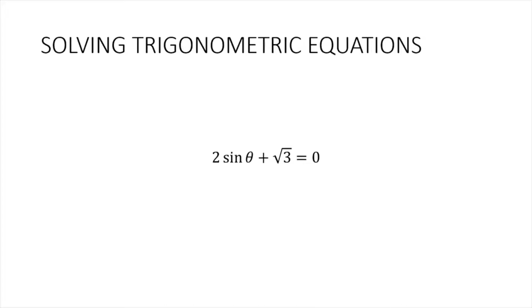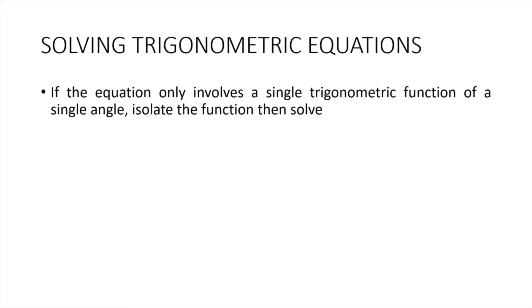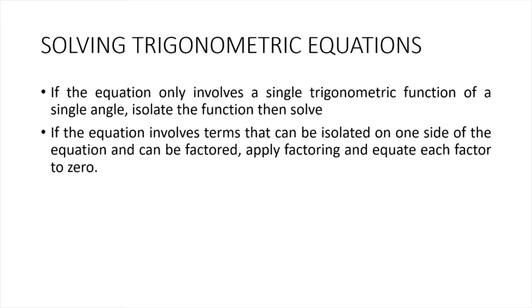In order to solve trigonometric equations, we have some guidelines that we can follow. First, if the equation only involves a single trigonometric function of a single angle, just isolate the function and then solve for the angle. We'll see later on how this guideline is applied. Next, if the equation involves expressions that can be isolated on one side of the equation and are factorable, then we apply factoring, just like what we usually do with algebraic equations, and then we apply the zero factor property.